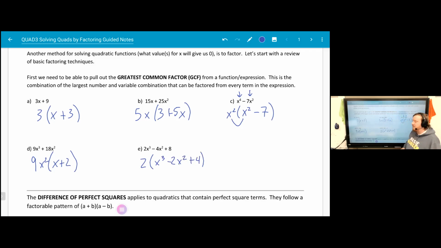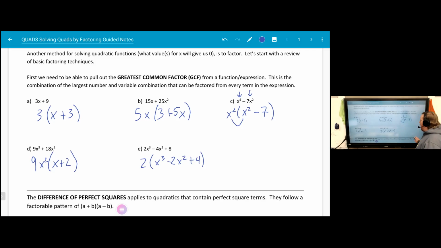And if you don't believe me, distribute back through. 2 times x cubed is 2x cubed. 2 times -2x squared is -4x squared. And 2 times 4 is 8. Now you're going to say, Mr. Brayman, why do we do all that? Well, it's not going to be evident quite yet. But we're going to do one more thing, and then it will start to be more evident as we move through.